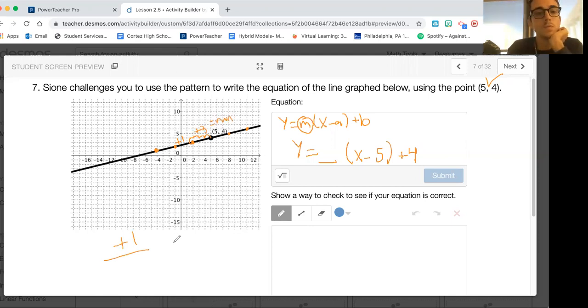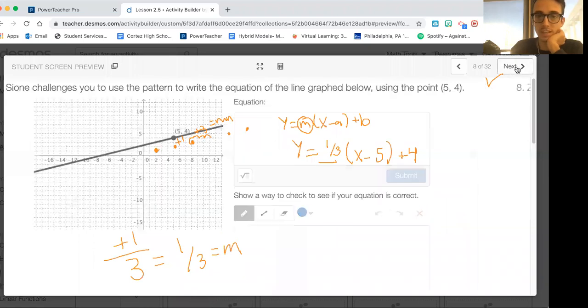Okay. Yeah, that's our run, 3. So our slope is 1/3. So this should be y equals 1/3 times the quantity x minus 5, plus 4. Boom. Take that, Yoon.